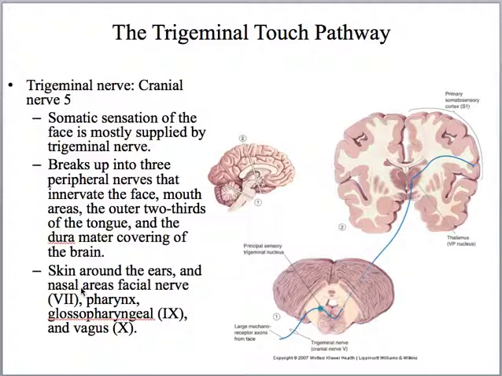Skin around the ears and nasal area are going to be conveyed via the facial nerve, number 7. The pharynx is going to be cranial nerve number 9, glossopharyngeal, as well as the vagus, cranial nerve number 10.